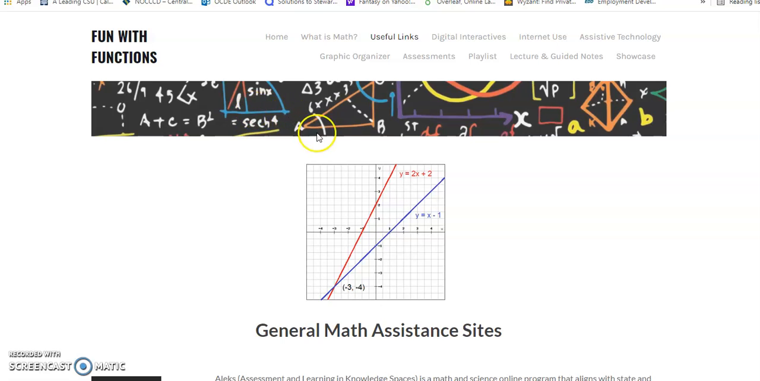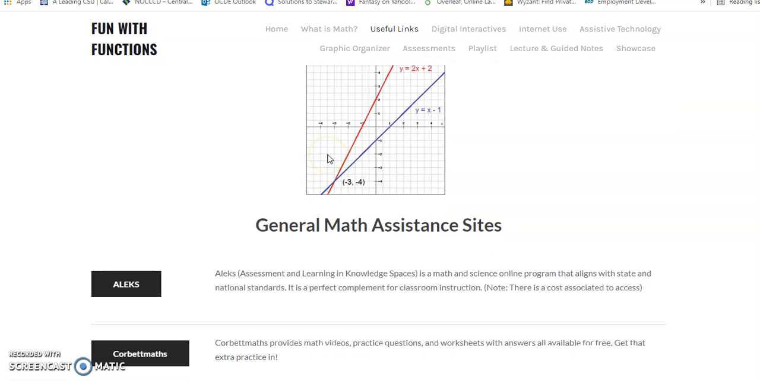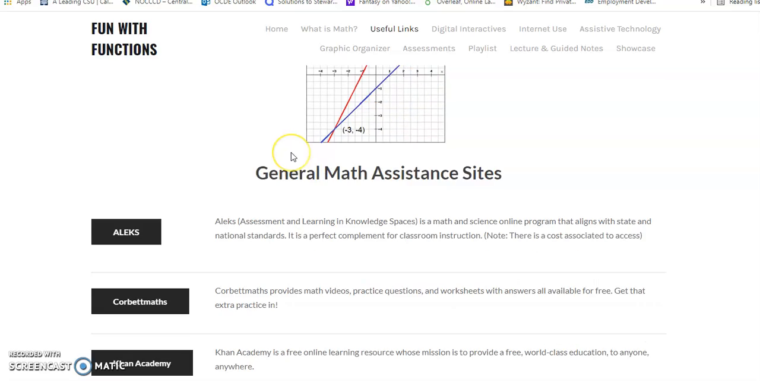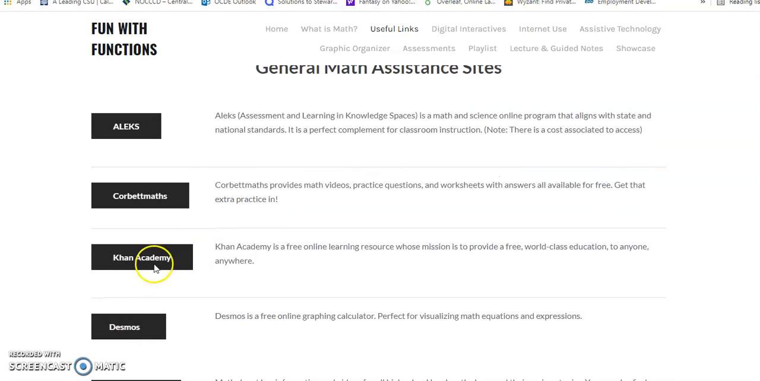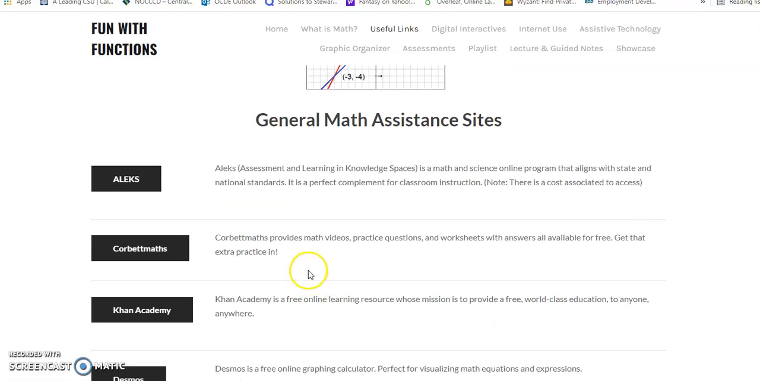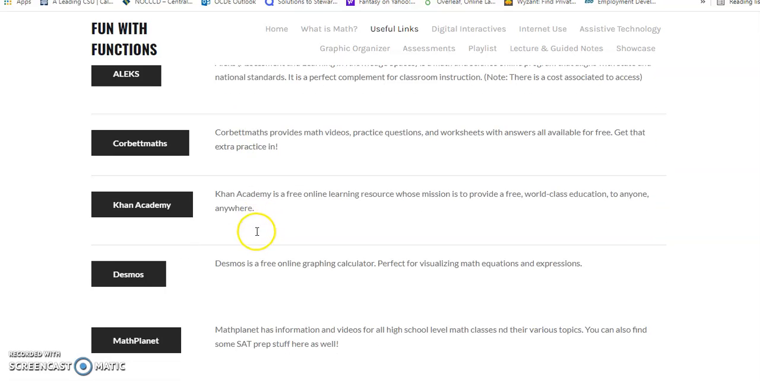For the useful links section, I gave some general math assistance sites. Really, the main two I would recommend would be Desmos or Khan Academy. Those are the ones I seem to use the most. And now that I think about it, I would probably also add YouTube as a general math assistance site, as it's one that I'm constantly using. The other few were really only there just to meet the assignment criteria.